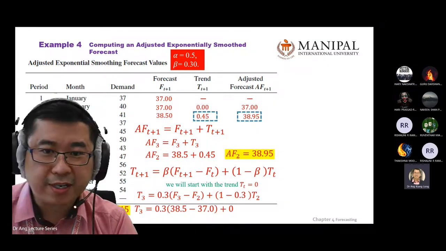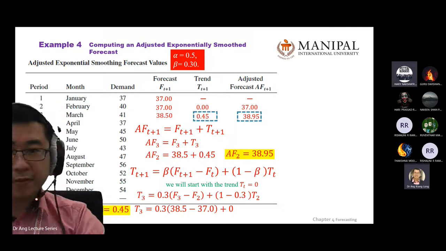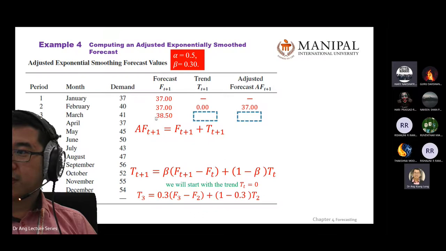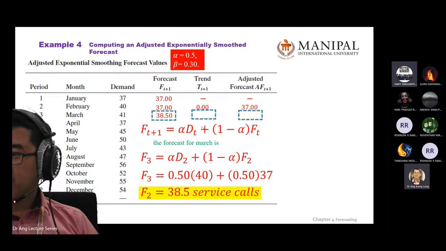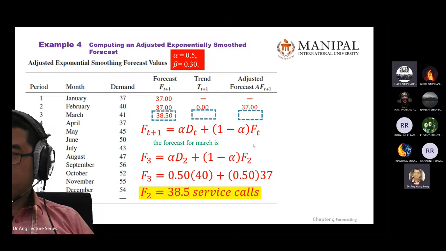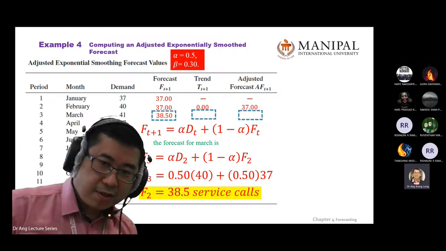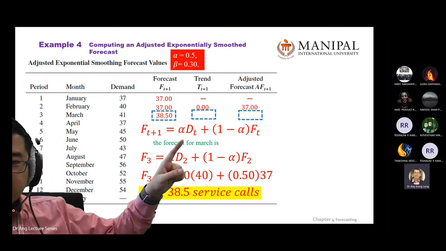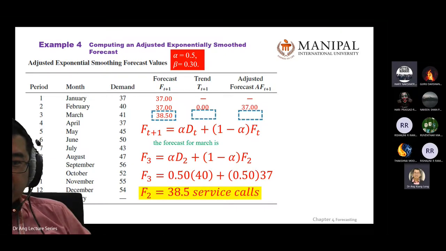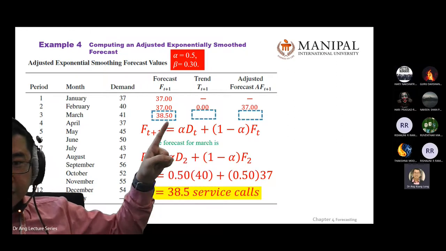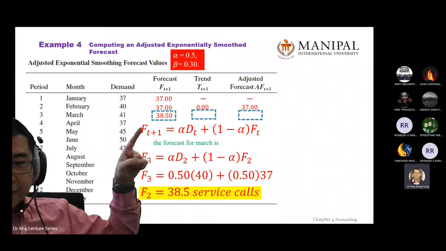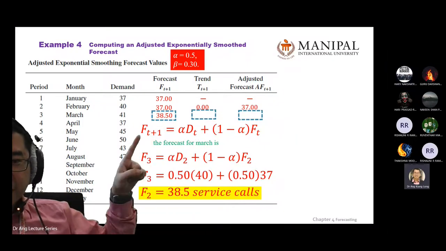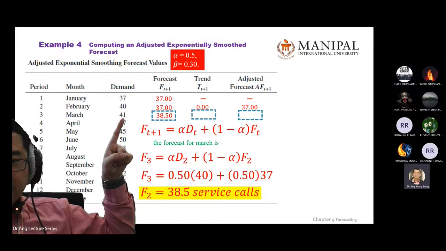40.05. Harry, what is your forecast again for April? 40.5. How did you get 40.5? Can you explain? Alpha is 0.5. Okay. And then demand is 37, but are you sure you are using the 37? I use 41, sir. I saw March 1. For the forecast is correct. For forecast, you use the previous month demand. You need to use 41 in your calculation.